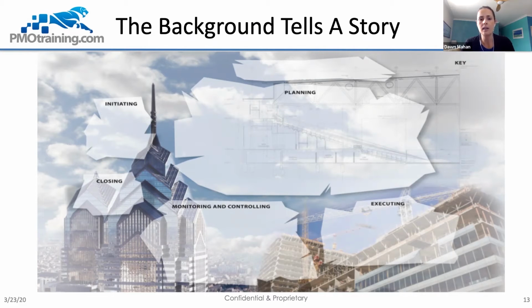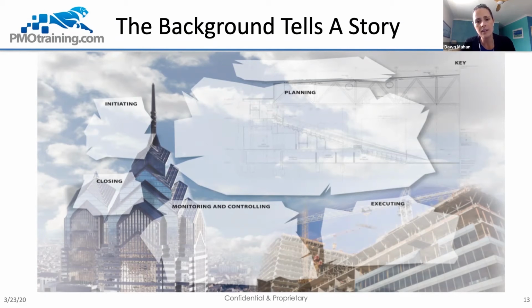Behind executing, you can see the building actually being built. In executing, that's where the work of the project is really happening. That's where the team is full on working hard on the project, and the project manager is helping the team to work against the plans that were set in planning and toward the vision that was set in initiating. And all the while, the project manager is monitoring and controlling the work against the plans.